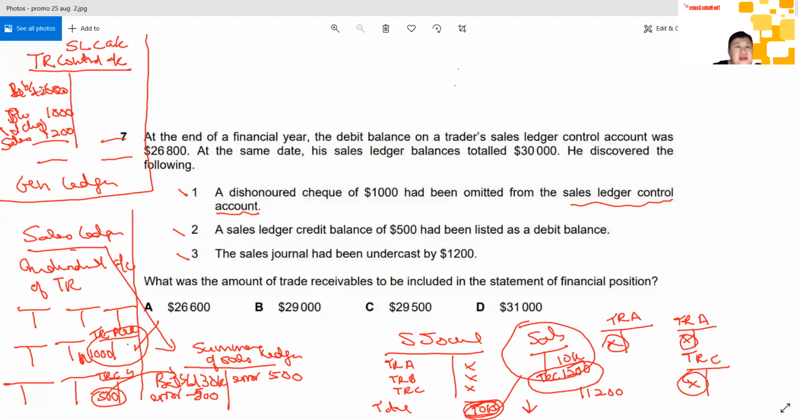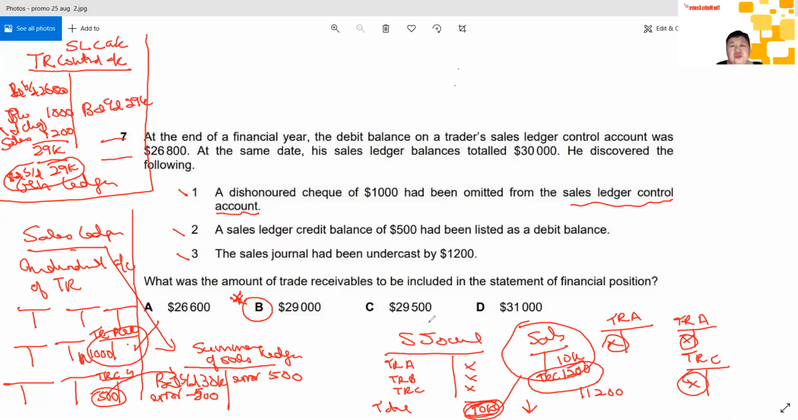So if you've done it correctly, 26,800 plus 1,000 plus 1,200 will give you 29,000. Therefore, the balance you carry down should be 29K, carried down to the first of the next month. Now they ask you what amount of trade receivables to be included in the SOFP, the statement of financial position, or sometimes called the balance sheet. It will be 29,000, because of this figure. Okay, and this is your answer.